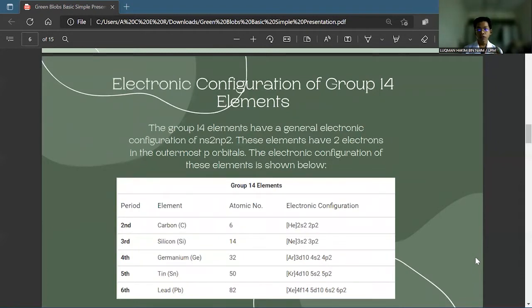Electronic configuration of group 14 elements. The group 14 elements have a general electronic configuration of ns2 np2. These elements have 2 electrons in the outermost p orbital. The electronic configuration of these elements is shown in the table below, which consists of carbon, silicon, germanium, tin, and lead, the group 14 elements.